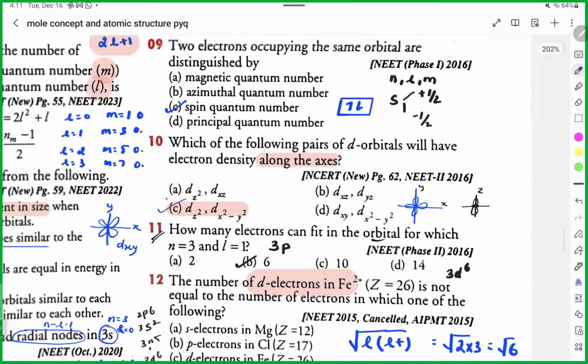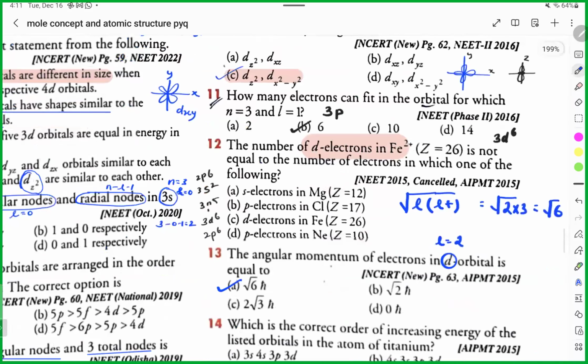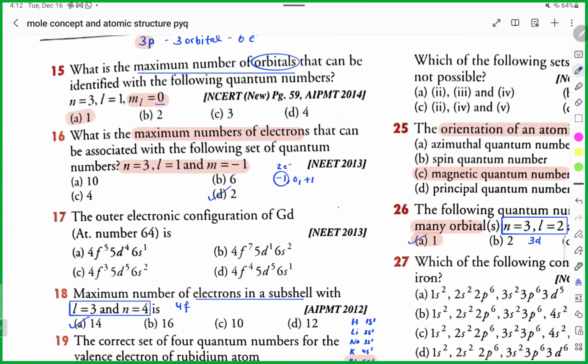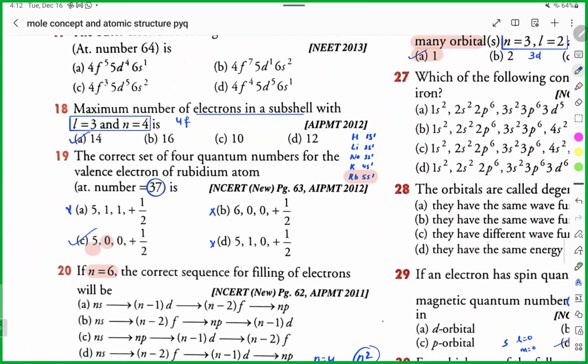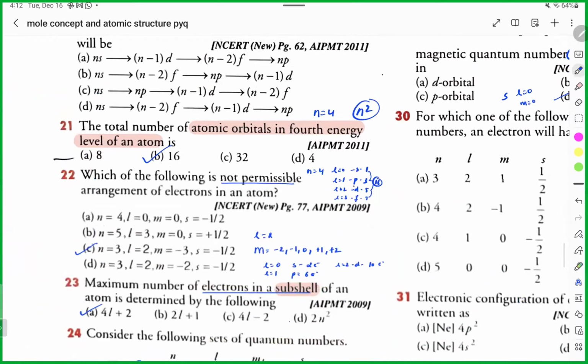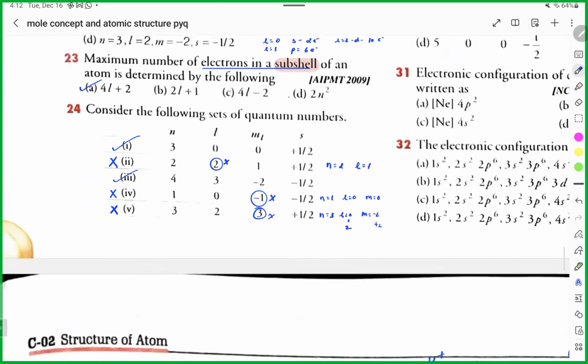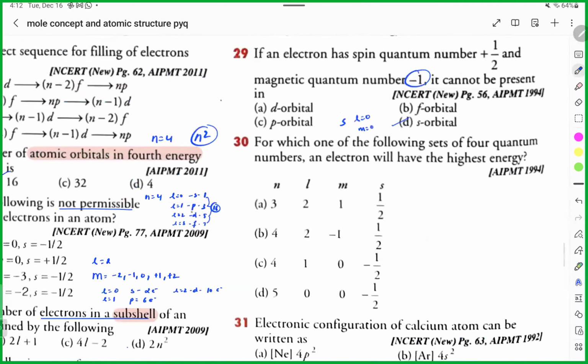Yes. And sir, do we have any node and internode question? Node internode.